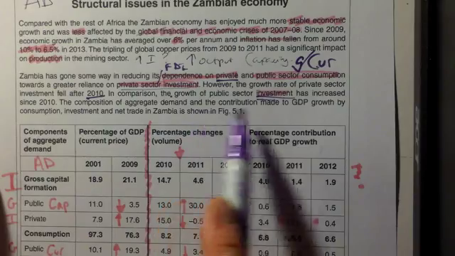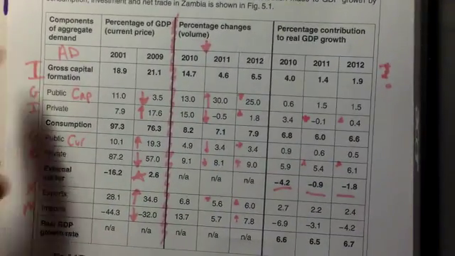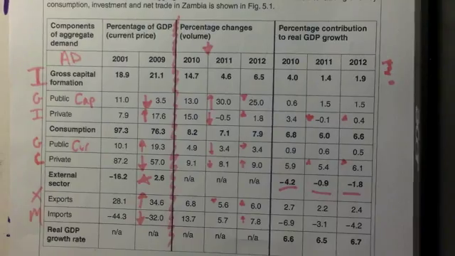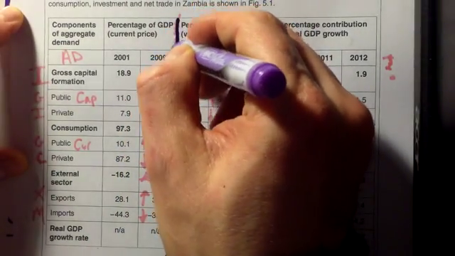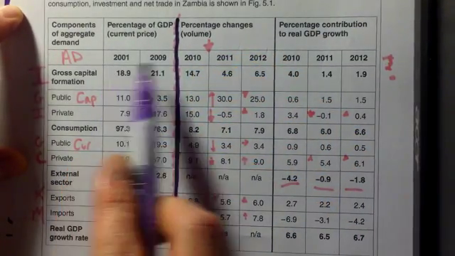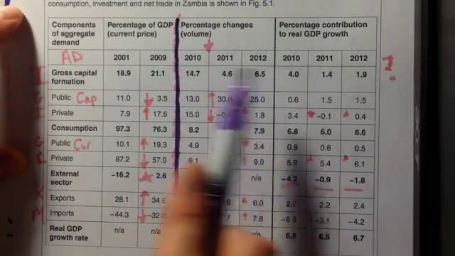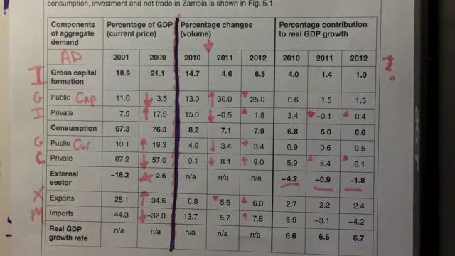The composition of aggregate demand and the contribution made to GDP by consumption, investment and net trade is shown in figure 5.1. So here we have figure 5.1. One key part is that the first part of the table is looking from 2001 to 2009. The second part of the table is two different charts, looking from 2010 to 2012. The reason for this is the differences in the figures.